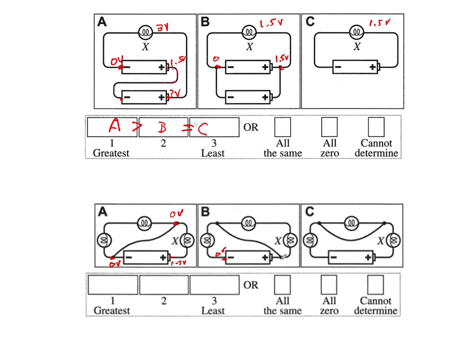This is 1.5 volts on this side. But now take a look at this. This wire connects these 2 points. This point's also going to be at 1.5 volts. So this light bulb is going to see a difference of 1.5. But what's the potential difference across these 2 bulbs?